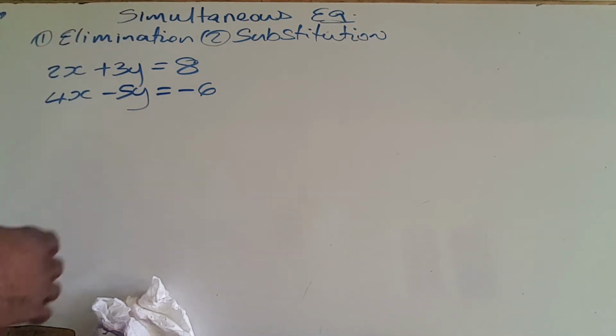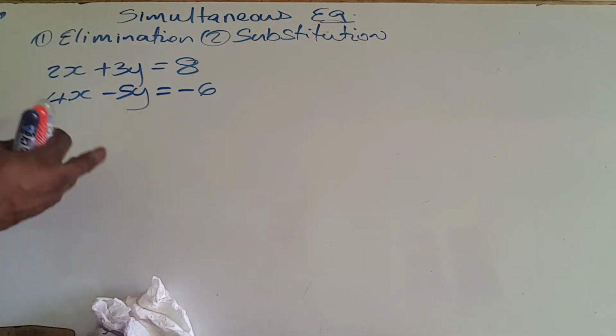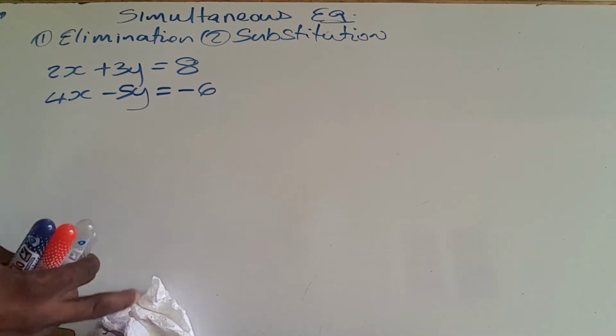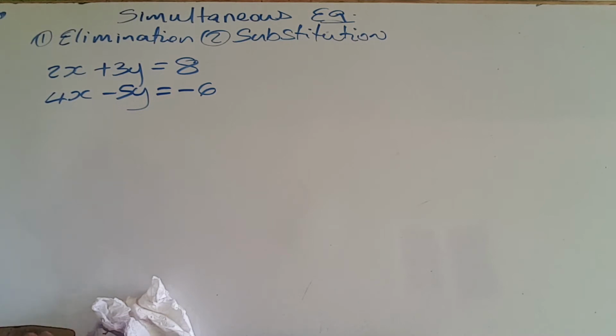And so we're solving them simultaneously, which means that we're going to have to find a way to do them together, and then at the end of the day come out with one variable first and then use that to find the next variable. So basically what we're going to do now is to employ the elimination method.